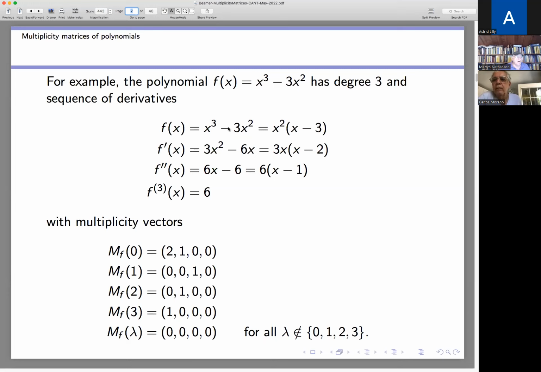So 0, 1, 2, and 3 are the only lambdas that are roots of any of these derivatives. And for any lambda not 0, 1, 2, or 3, the multiplicity vector is 0. So that's the multiplicity vector.